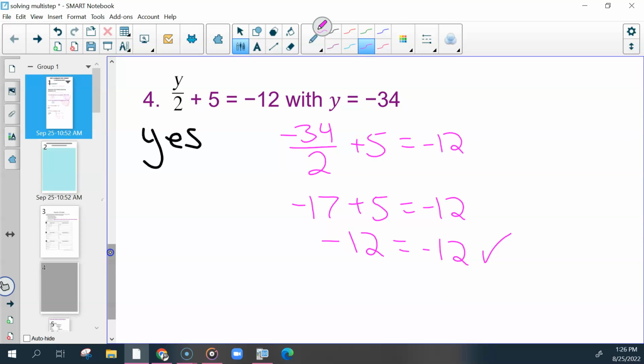Do we have any questions about how to determine if something is or is not a solution? Do we feel good that we could do that? Yes. Go on to the next page.